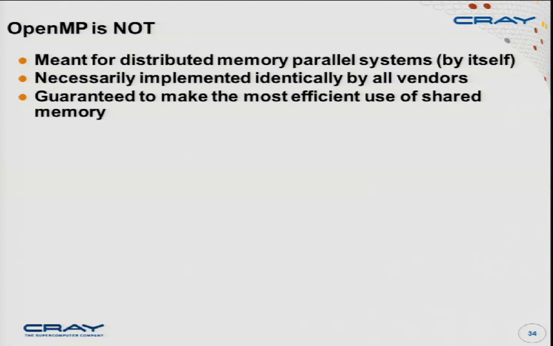OpenMP is not meant for distributed memory parallelism. Like I said, SGI in the late 90s were really promoting OpenMP across their CC-NUMA architecture to dozens of processors. I don't know of anyone that's trying to do anything like that right now. Someone can correct me, but certainly it's not possible to go beyond a node on Cascade.